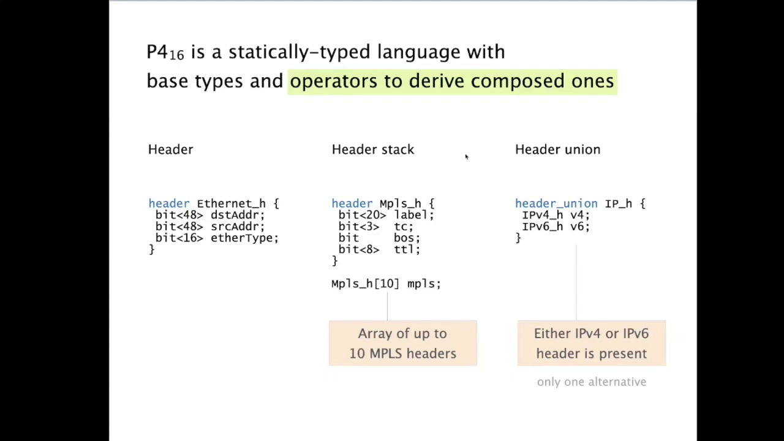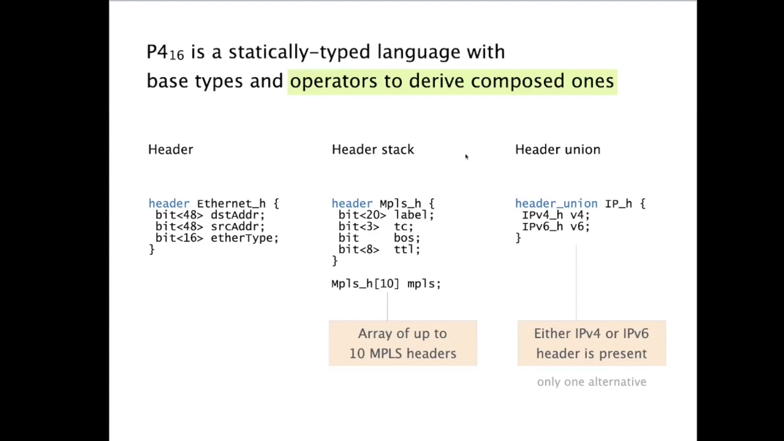So what you can do is define a stack, a sequence, an array of labels. All these labels will have the following structure: 20 bits of label, 3 bits of TC, etc. That's how you define a stack. And as I said, in P4 you need to tell the compiler how many resources it will require at runtime. So here you need to define the size of the stack, so here it will be up to 10 MPLS headers in a row.